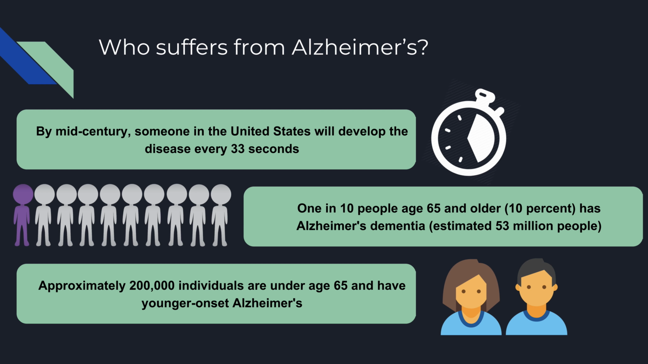The people who suffer from Alzheimer's are 1 in every 10 people ages 65 and older, which is 10%, which is approximately 53 million people. Approximately 200,000 individuals under the age of 65 have a younger onset Alzheimer's, and by mid-century, someone in the United States will develop this disease every 33 seconds.